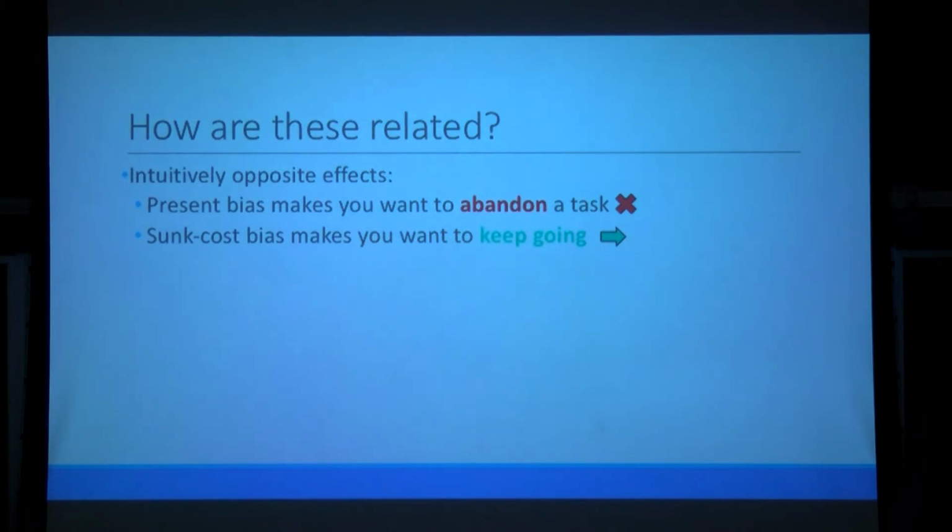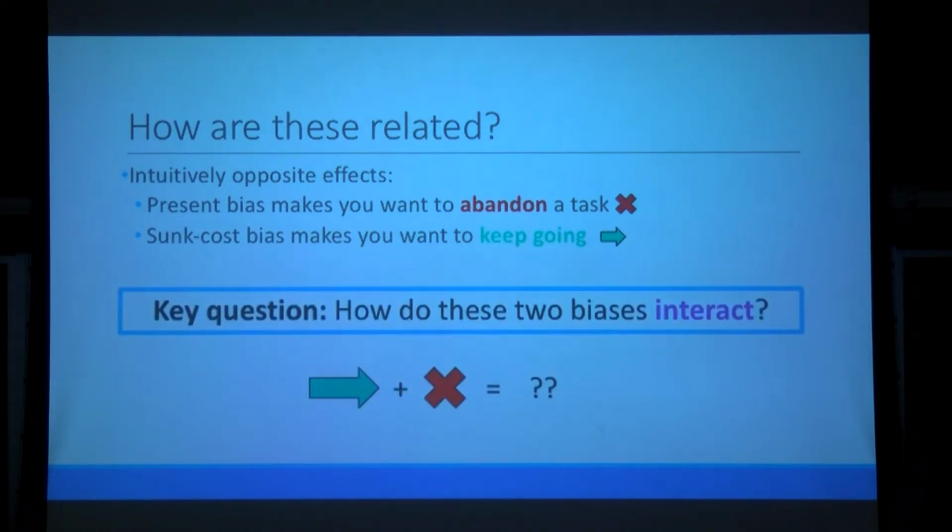And so the key question that we're going to focus on here is, how are these things interacting? You have two forces that seem to be pushing you in opposite directions. What happens when they come together? Are they going to make each other worse? Will they cancel each other out? Will they exhibit complex interactions? And so that's going to be the focus of this talk.